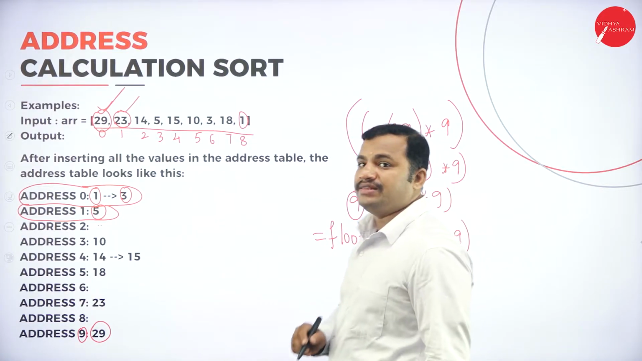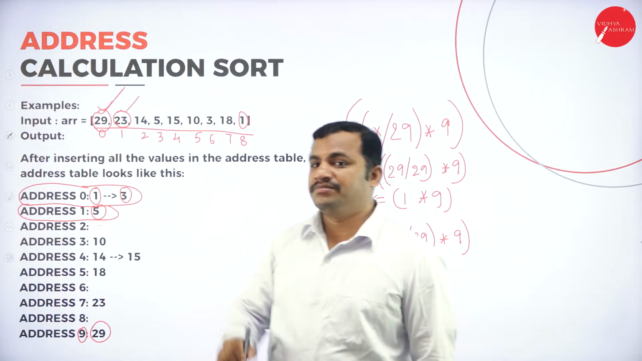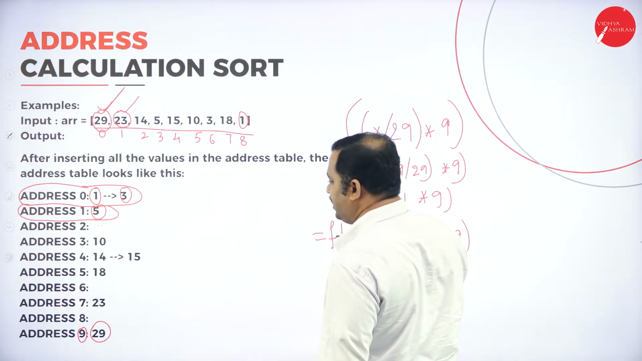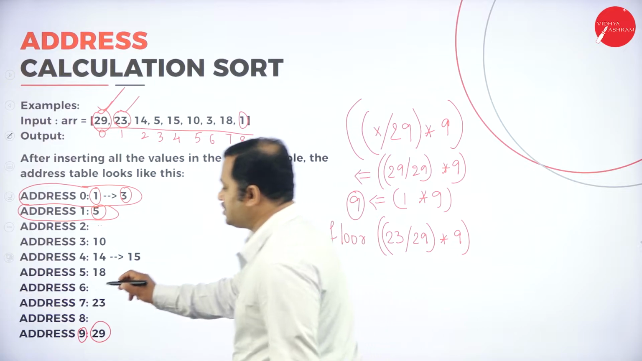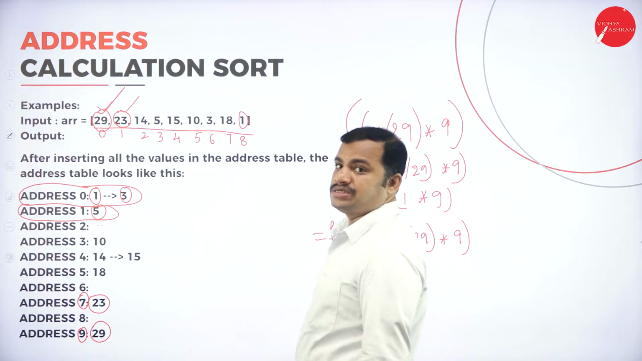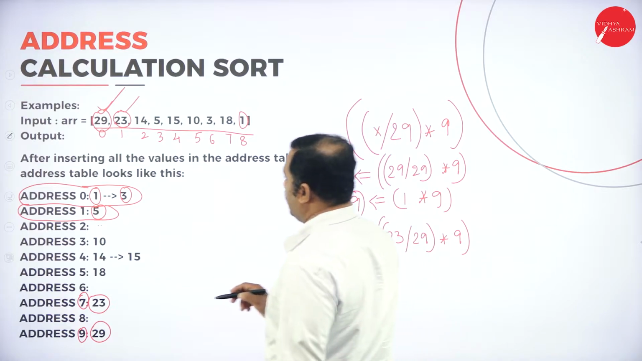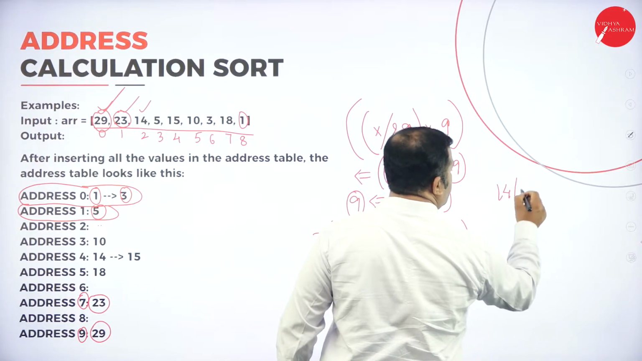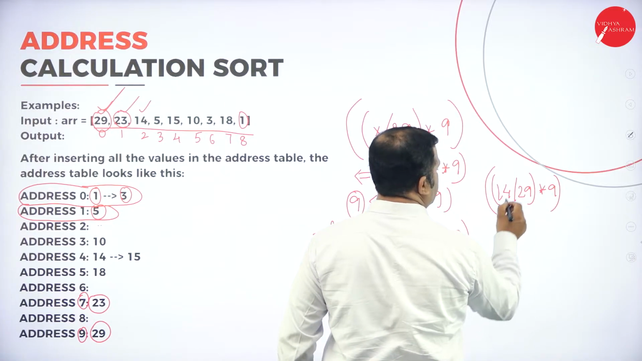What is the value of 23 by 29? Approximately we will get 0.8 something. 0.8 into 9, we will get some value which is again equal to the value 7. So I am storing it in the address table 7. That is, the value 23 is stored in this address location 7. Now, similarly, I have the next element 14. 14 divided by 29, the maximum value, star 9, that is the size of an element.